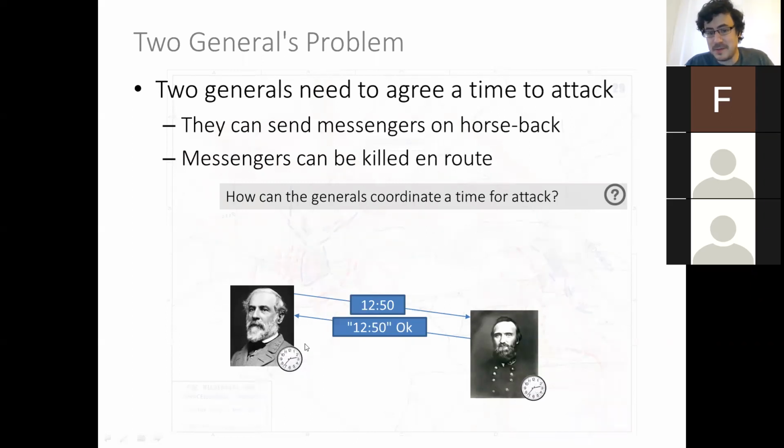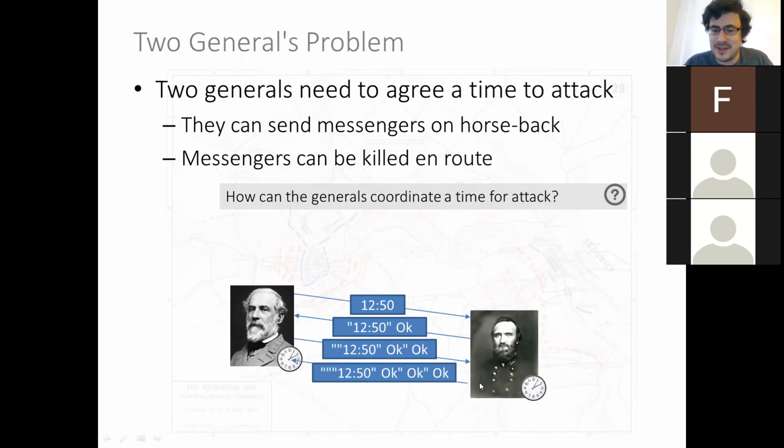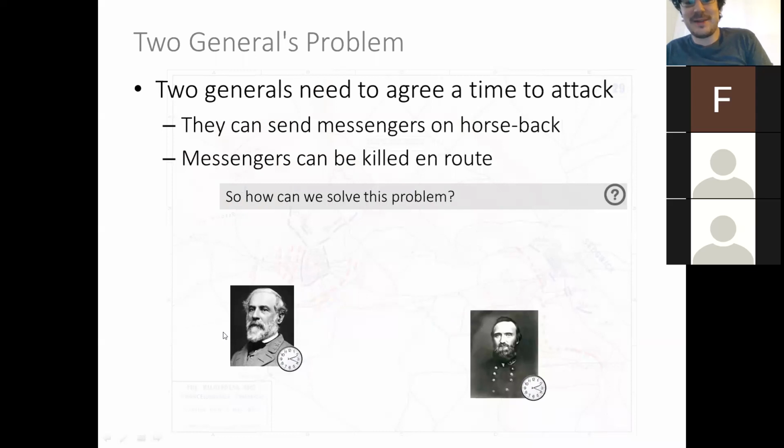So the obvious solution would be that this general should send an acknowledgement of the acknowledgement, and this general should send an acknowledgement of the acknowledgement of the acknowledgement, and so forth, right? So how do we solve this problem? We get into this recursive issue, right? So how do we solve this problem?